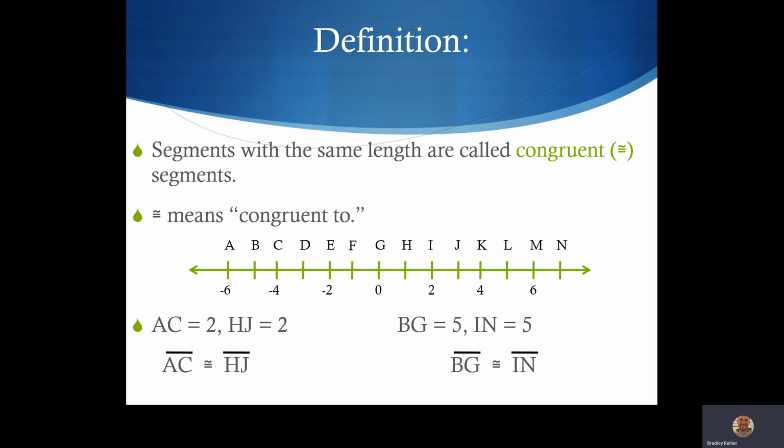Same thing if you move to the right there. From B to G is 5. From I to N is 5. Again, you can find these lengths by counting, or you can subtract the coordinates. If those 2 segment lengths are equal, what do you know about the segments? They're congruent. And this is how you show it down there. Segment BG is congruent to segment IN.